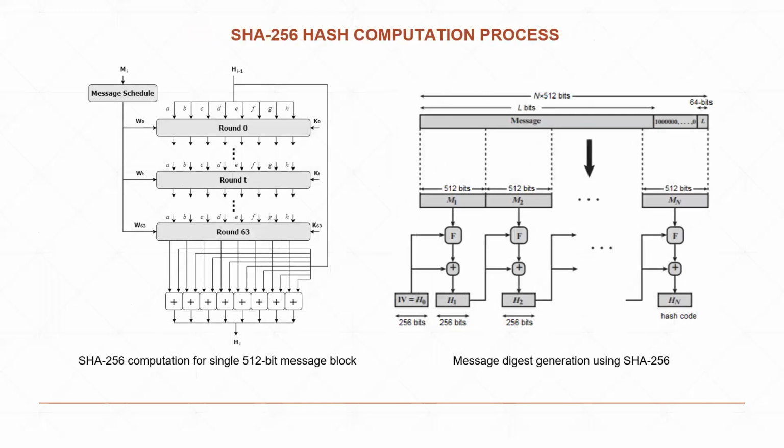Now coming to SHA-256, the figure shown on the left explains the working of the SHA-256 hash function, which takes in a 512-bit message block to produce the 256-bit intermediate hash digest. The figure on the right explains the whole SHA-256 algorithm, which uses the hash function shown on the left recursively on all the 512-bit blocks of the message to produce the final hash digest.